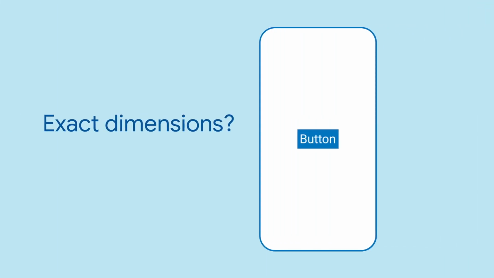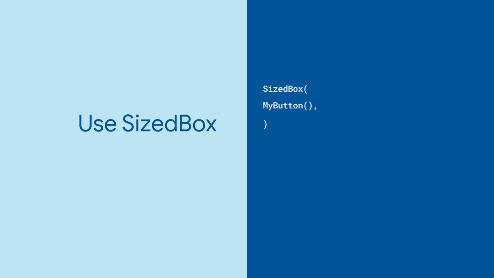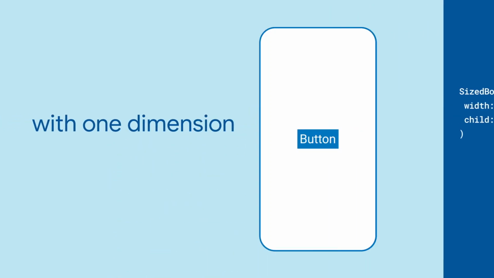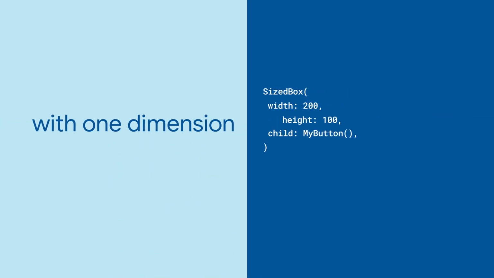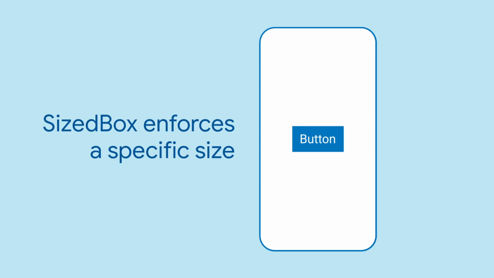Sometimes you know exactly what you want, like this button should obviously be 200 pixels wide. Not more, not less. That's easy. Just wrap the button with a SizedBox and give the width in pixels. You can also provide height for complete control of the size. There, pixel perfect. SizedBox is a widget with a specific size that directs its child to also have that size.